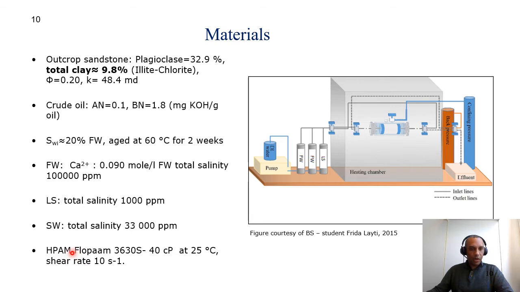And the low salinity polymer flood was created with an HPAM called FlowPam 3630S from SNF, which gave us approximately 40 centipoises at 25 degrees and a shear rate of 10 s^-1. This is a typical core flood setup that we have in the laboratory.